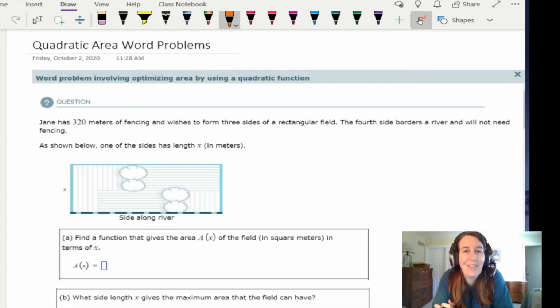Hey, so I thought I would give you an example or two of some of those quadratic word problems. I noticed in ALEKS, some of you had trouble finishing this section. It is probably the last section in Unit 4, Quadratics.